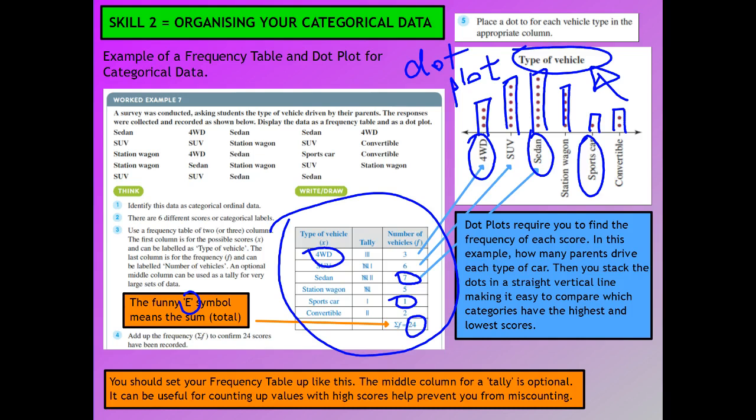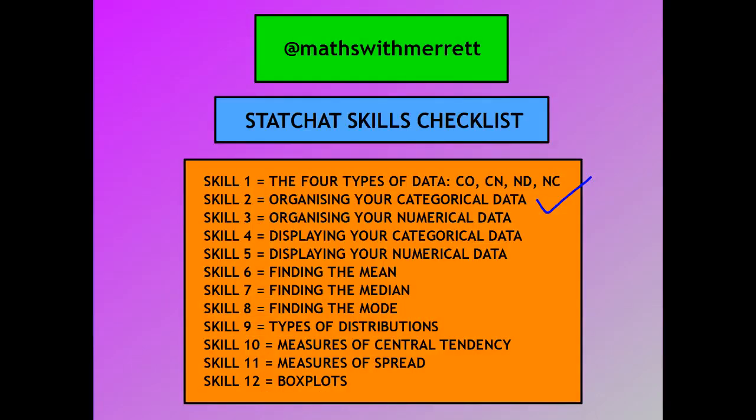This is also a really good way to see which values are the highest. So sedan was the highest, and sports car was the lowest, and that's really easy to see from our dot plot graph. And skill 2's done. Boom!